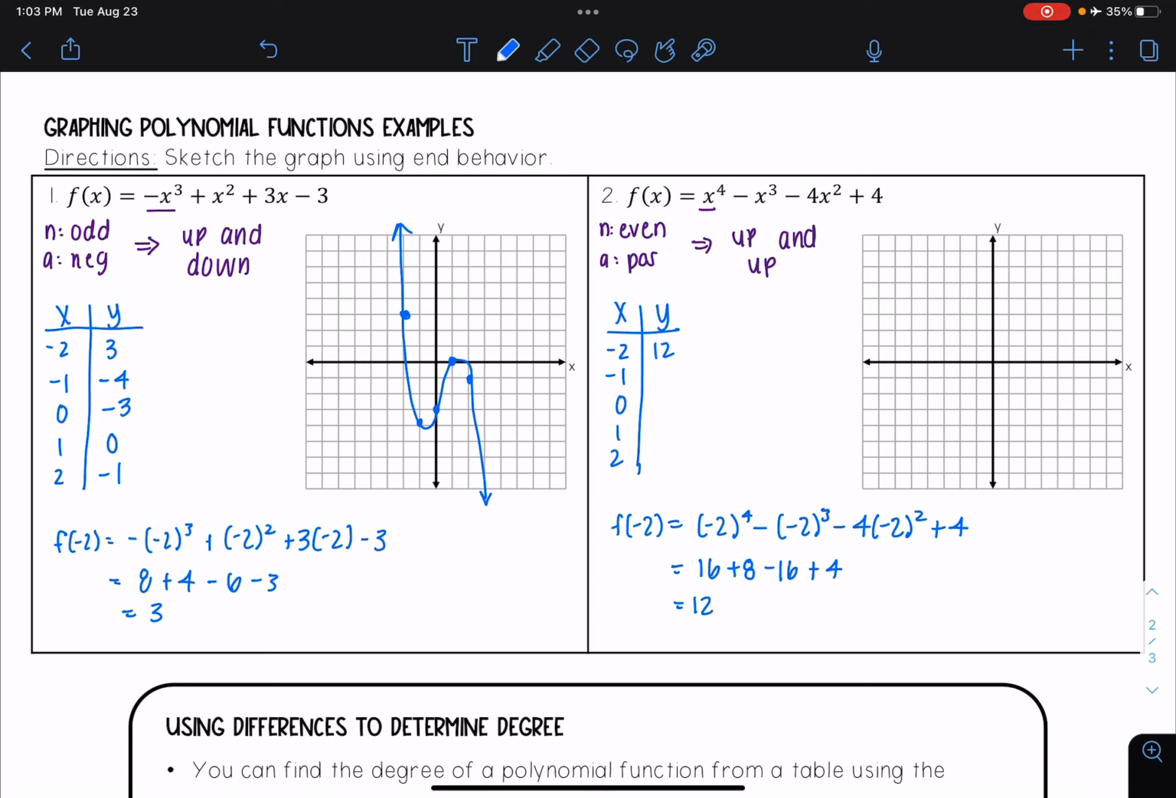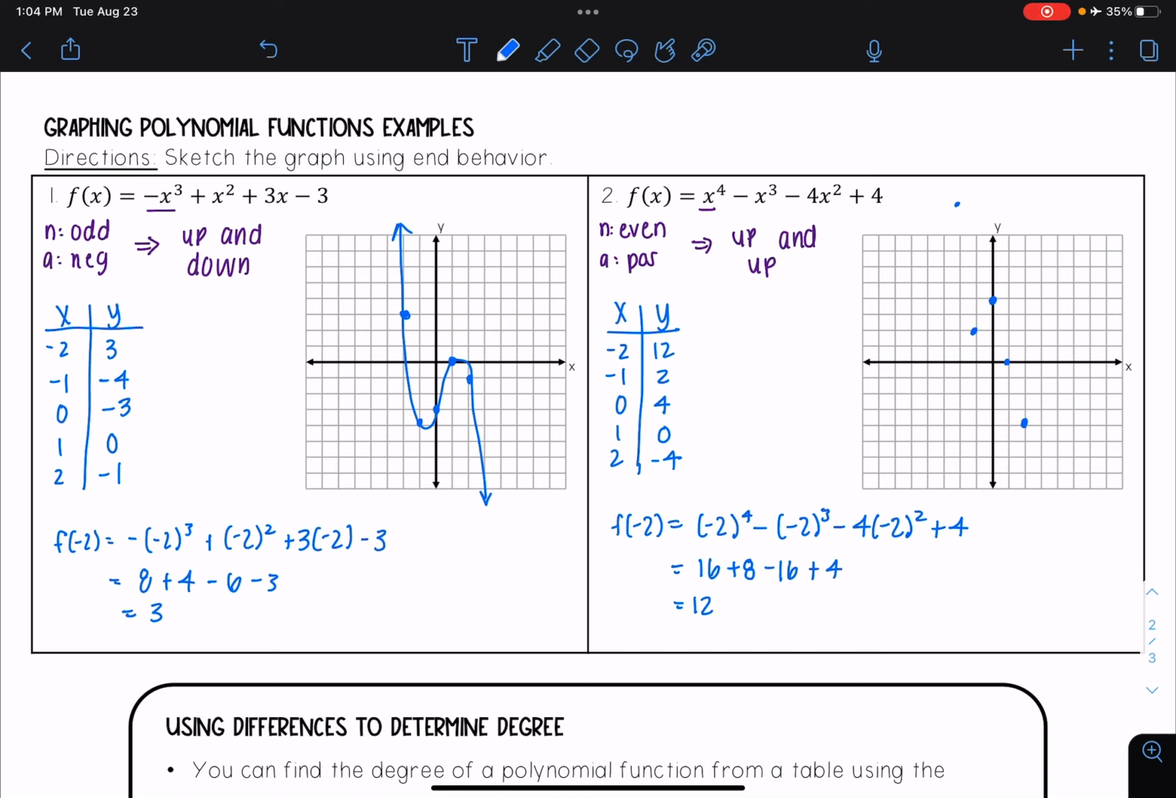When you plug in negative 1, you should get 2. Plug in 0, you should get 4. Plug in 1, you should get 0. And then when you plug in 2, you should get negative 4. So now plotting those, I have negative 2, 12, so it's going to be somewhere up here. Negative 1, 2, 0, 4, 1, 0, and then 2, negative 4.